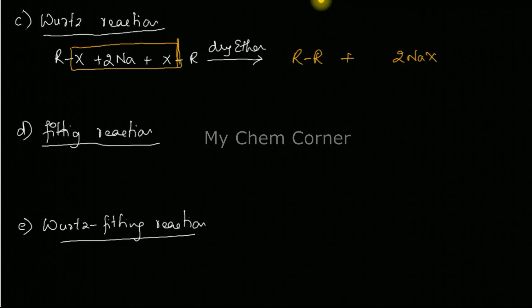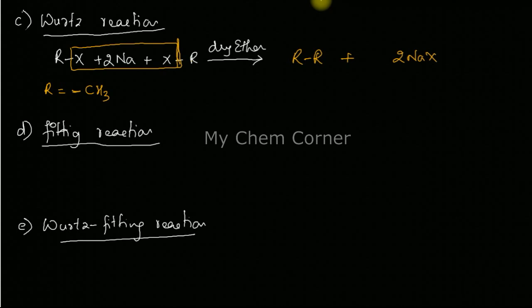Now, if I'm taking an example, I can substitute the R group with CH3. I can take both R groups as CH3, or if I want, one R group as CH3 and the other R group as C2H5. You can still do that. There is no restriction to it.